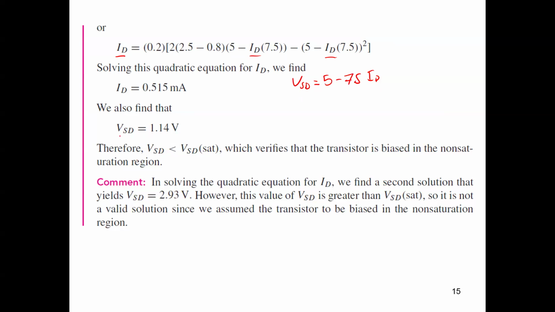So he said that VSD is going to be 1.14. If you compare now, 1.14 will be less than the VSD saturation. So you remember that VSD saturation is calculated as 1.7 volt. So it's less than the VSD saturation, which means this assumption is acceptable. Actually, the other solution will provide a VSD greater than 1.7, which means it's not acceptable because we are 100% sure that the transistor now is working in linear mode.